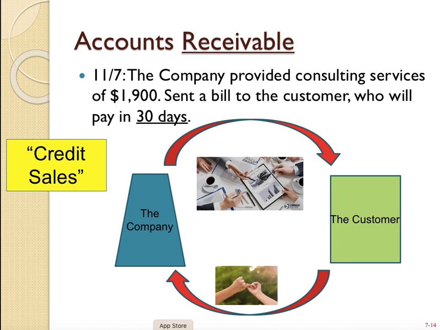Okay? And to refresh your memory, this is the concept of what we call credit sales. So, in this example, the company provided services, and then they sent a bill to the customer who will pay in 30 days. Okay, so the company is selling services. Well, that's the revenue, but what they're getting in exchange is a promise that they're going to receive future payment, and that is accounts receivable. And this whole concept of selling on credit, where you don't get the cash right away, is what we refer to as credit sales.